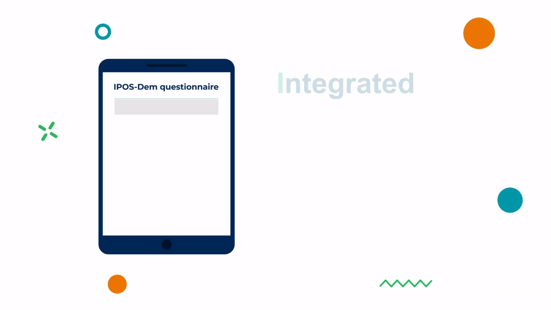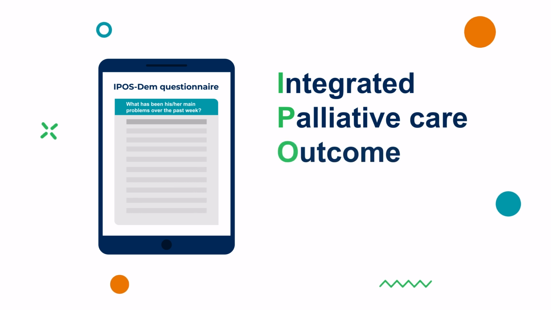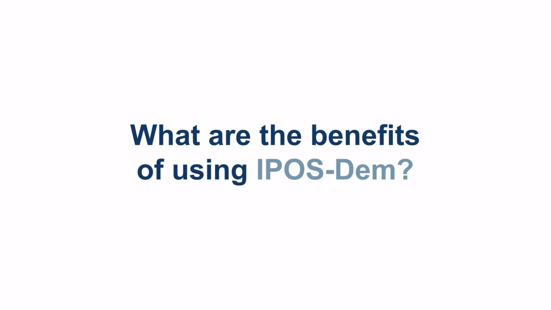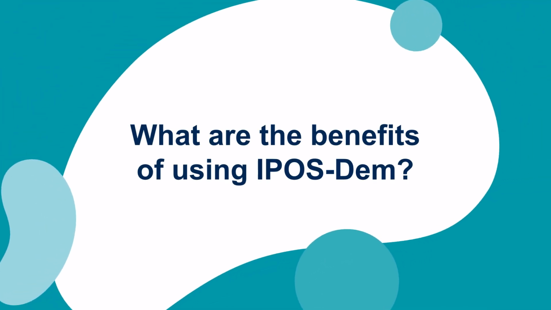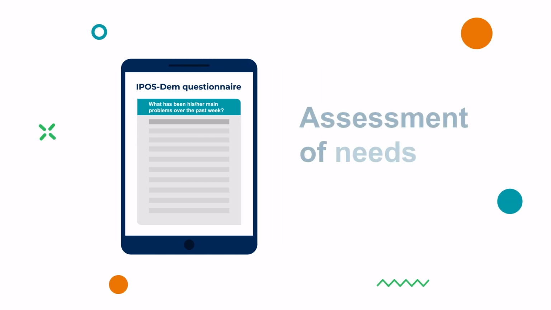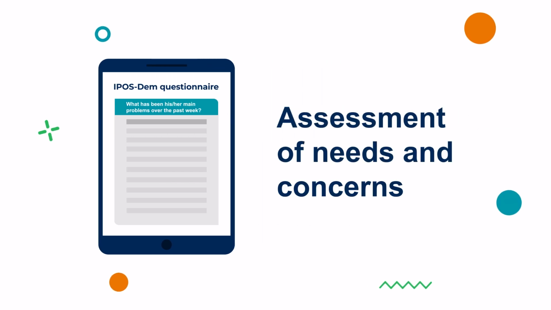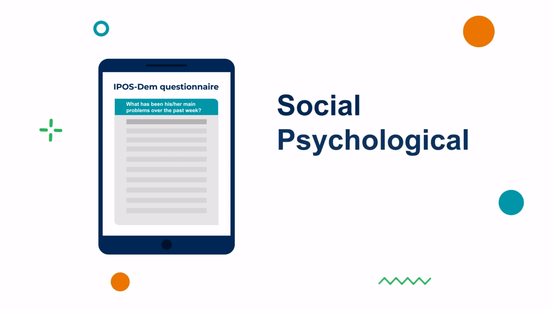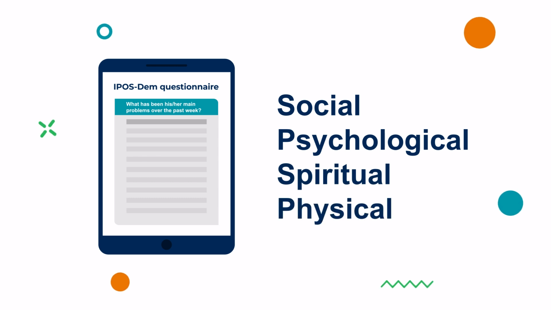IPOS Dem stands for Integrated Palliative Care Outcome Scale for Dementia. It is a short questionnaire which is used to assess and understand concerns and priorities for people living with dementia. The IPOS Dem is used to support holistic assessment of a person with dementia's health, needs and concerns. This includes social, psychological, spiritual and physical needs, and also identifies priorities of care that the family might have.